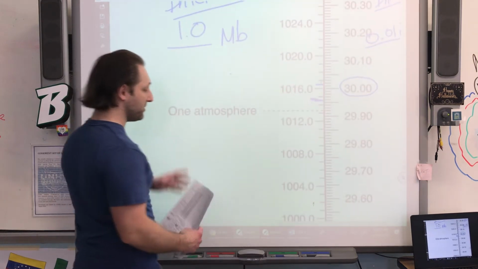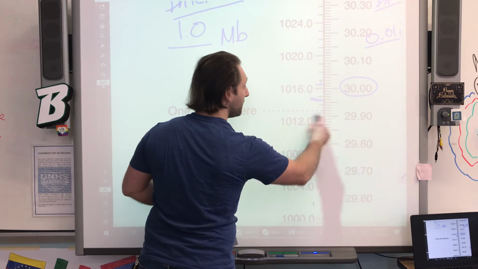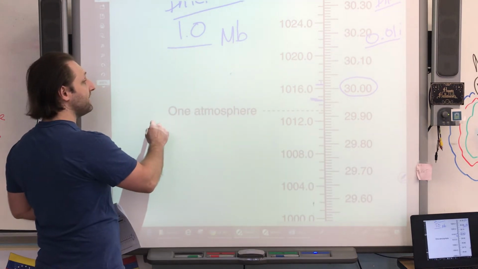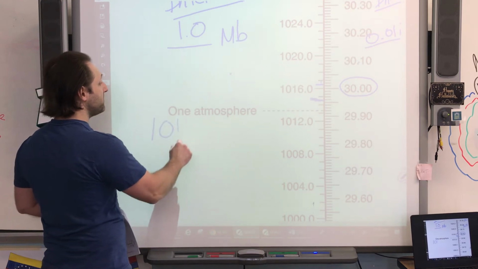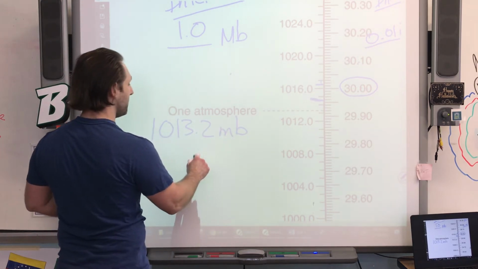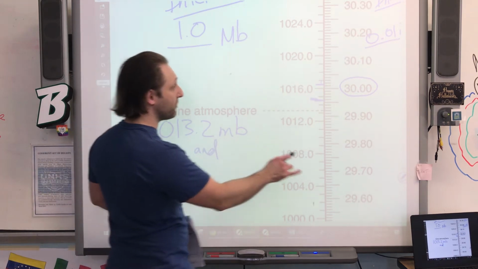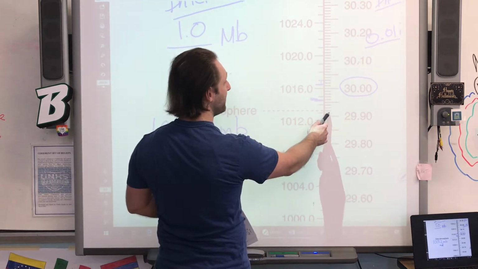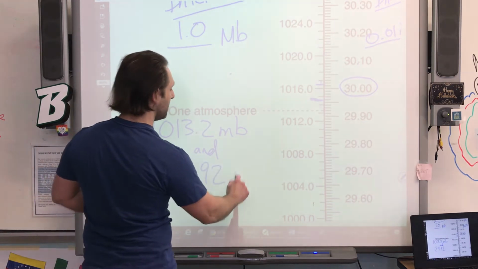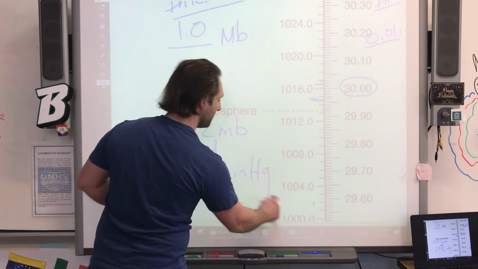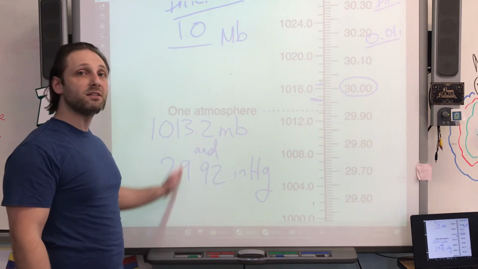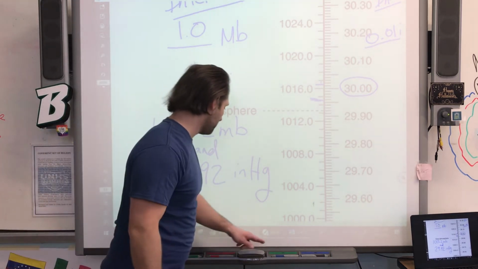told what 1 atmosphere is worth for our purpose of Earth, and that is 1,013.2 millibars, and if converted, it's 29.92 inches of mercury. So add that as well in case you want to start to memorize these in case you need them later this year.